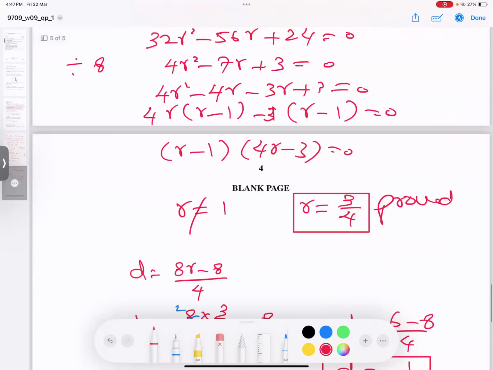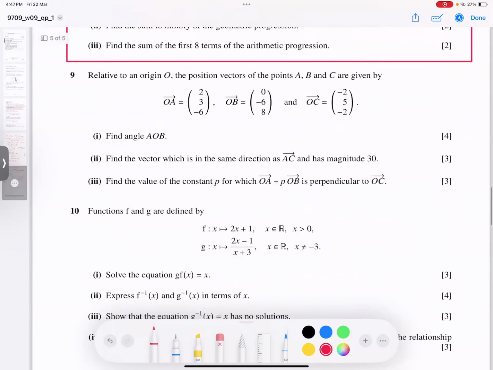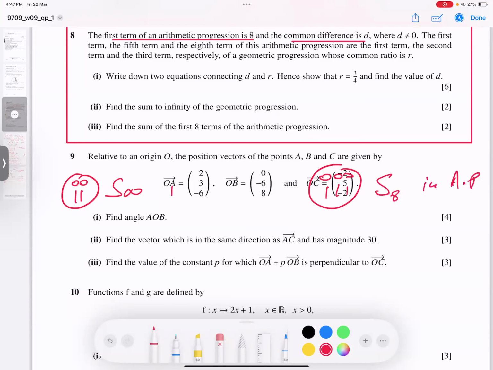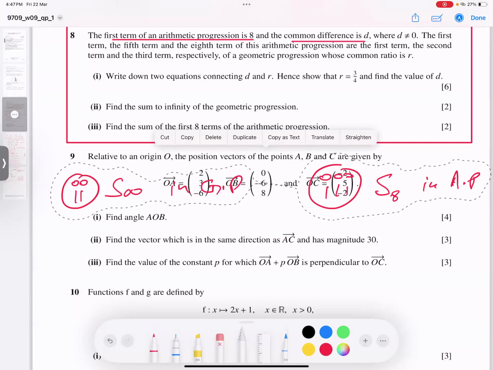Part number 2. He is asking, part number 2, what? Find the sum to infinity of the GP and find the sum of the first 8 terms of the AP. So my plan is: part number 2, sum to infinity, and part number 3, what we have, the AP, we need to find the sum of the first 8 terms in AP. And this one is GP. So this is my planning. So I take this whole thing and shift it to the next page.